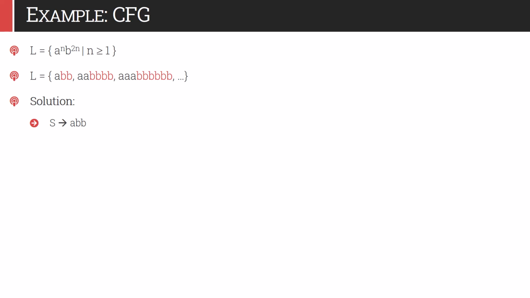So the minimum length string is A double B, and recursively we can produce all the strings using the production S gives A capital S double B, because we know that for each A there should be exactly 2B. So we can do that using the second production.